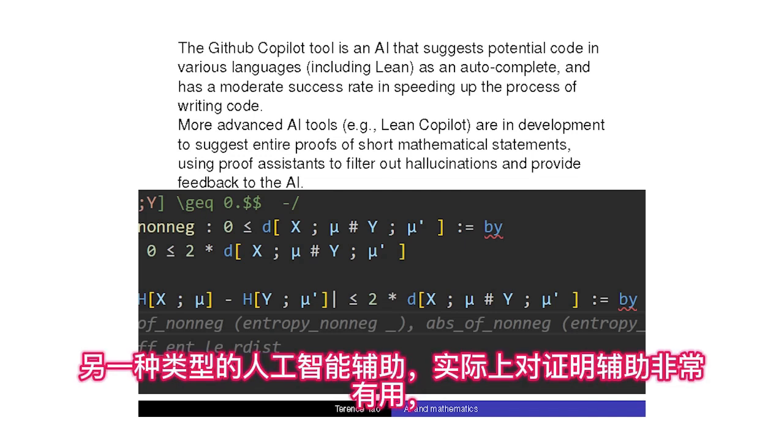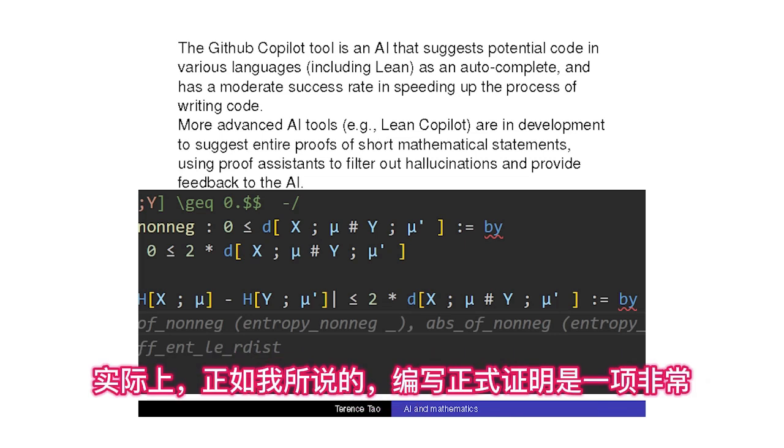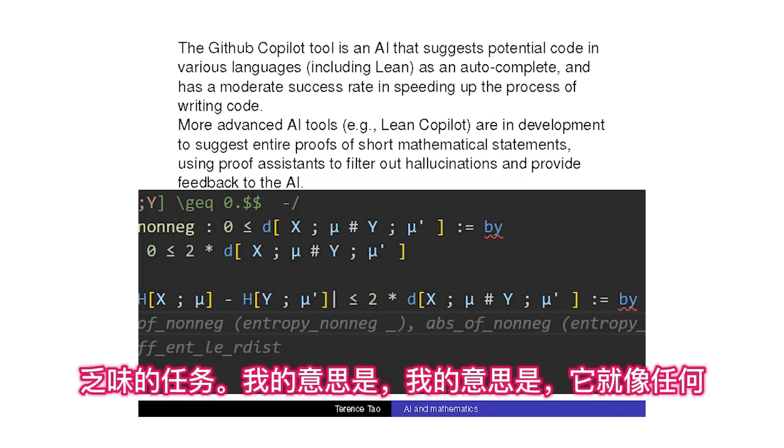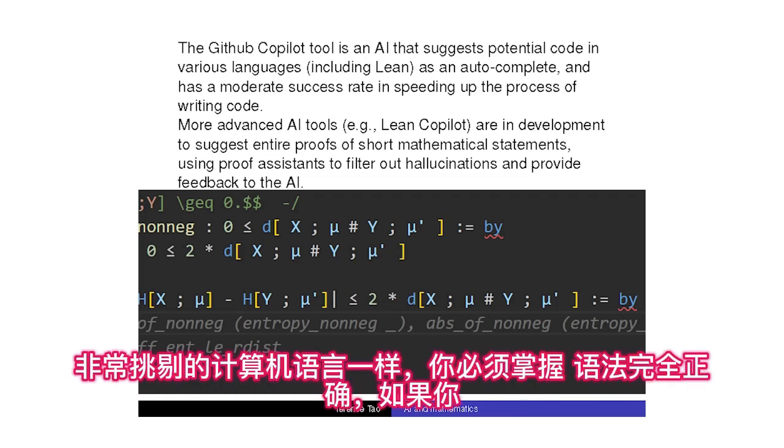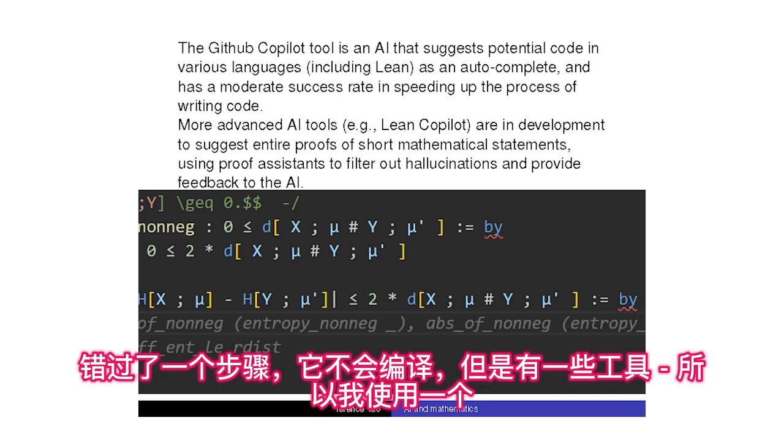There's another type of AI assistance that actually became very useful for proof assistance. As I said, writing formal proofs is a very tedious task. It's like any really fussy computer language. You have to get the syntax exactly right. If you miss a step, it doesn't compile.